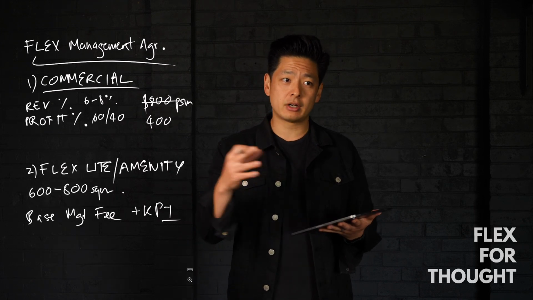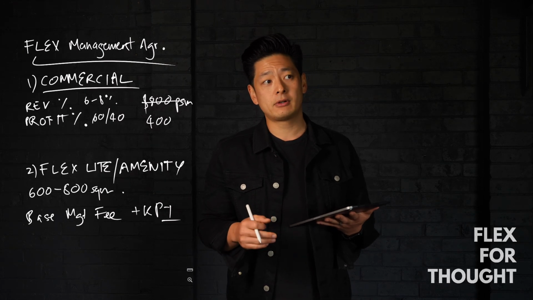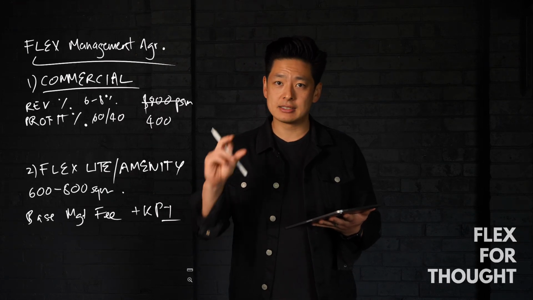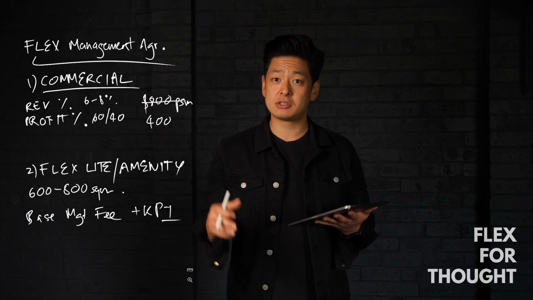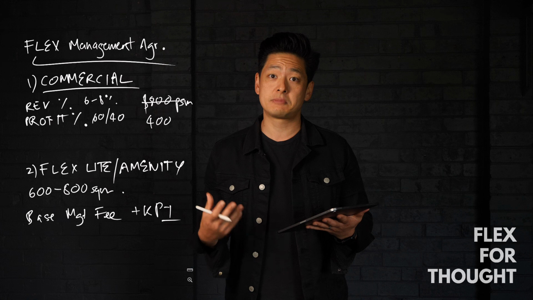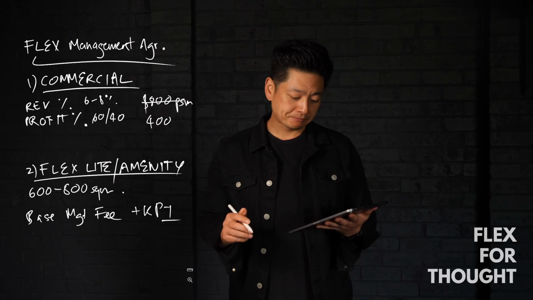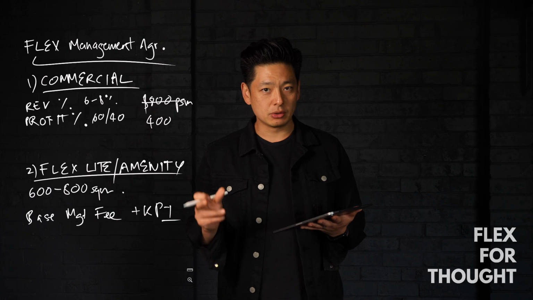So we're borrowing a lot of that thinking from the hotel management agreement style model, where their KPI incentive and percentage share sometimes isn't just the revenue share and the profit share, but it's a lot of these things to do with the experience of the space in itself. So that's the flex light, or amenity model. That's kind of how you look at fee shares.